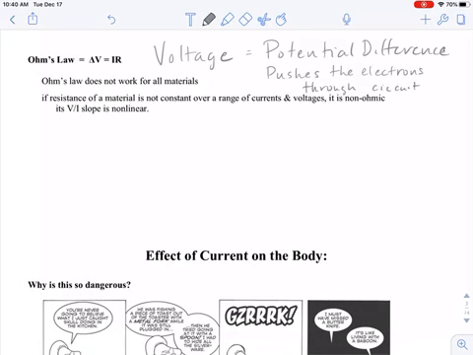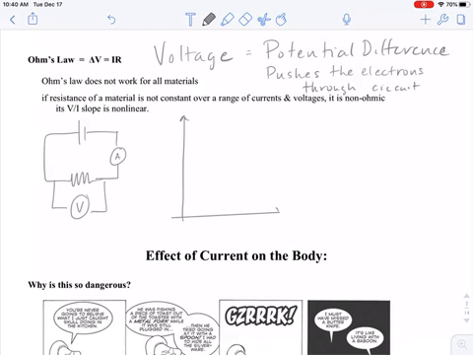So we did a lab with Ohm's Law where we set up a very simple circuit. We measured current with an ammeter, that's what the A is for. We measured voltage with a voltmeter, and then we graphed it. We put voltage on the y-axis and current on the x-axis, and some of us got a straight line and some of us didn't. When we do get a straight line, we call the substance ohmic. The reason we call it ohmic is that if the slope is constant, the resistance is constant.